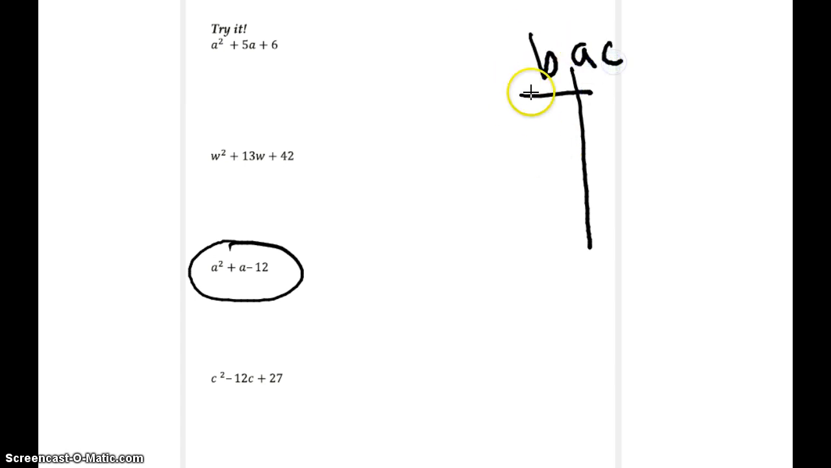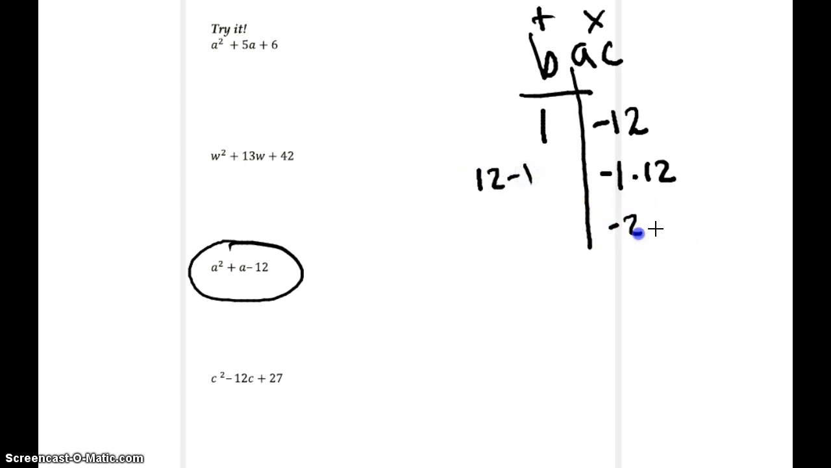So B, A, C, I'm adding to this, multiplying to this. I'm trying to get to a 1, and I'm trying to multiply 1 times negative 12. I'm trying to get to a negative 12. I know my answer is going to be positive. Okay, so I'm going to start with positive numbers. So negative 1 times 12 gives me positive 11 when I add these, right? 12 minus 1. Negative 2 times 6. 6 minus 2, not quite there. Negative 3 times 4. 4 minus 3, and I'm at 1.